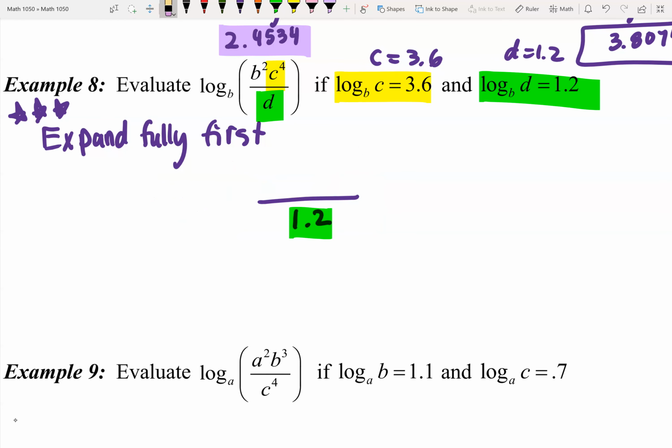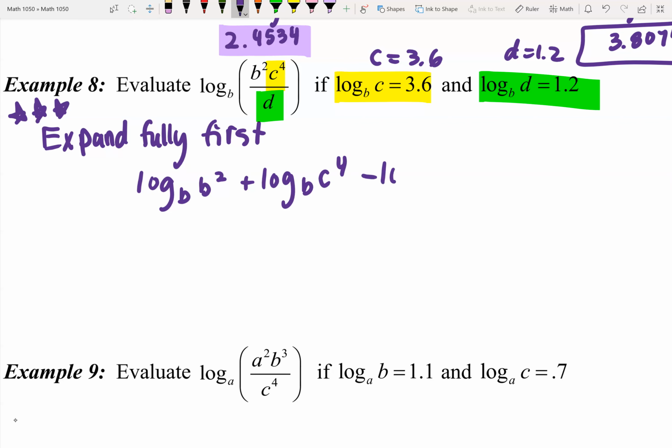Okay, now let's follow the directions and let's expand it. I'm going to write log three times. Okay, so we're going to go log base B of B squared plus log base B of C to the 4 minus log base B of D. Now look what people do. They'll go log base B of C is 3.6. That's 3.6 to the 4th power. Is that right? No, I didn't fully expand it.